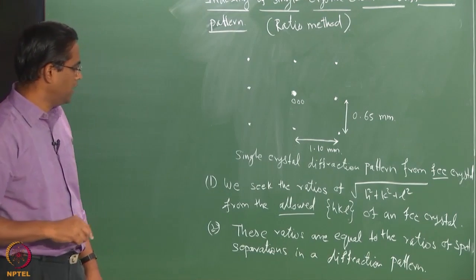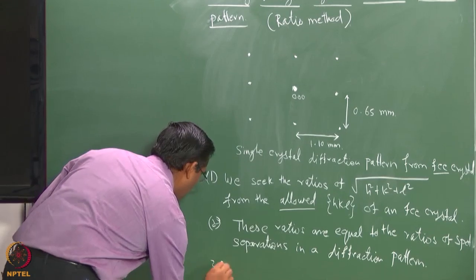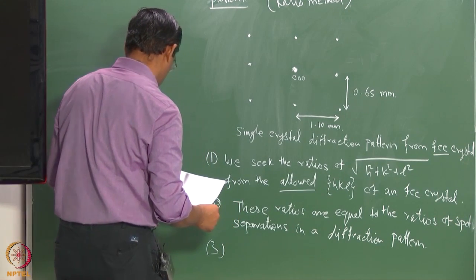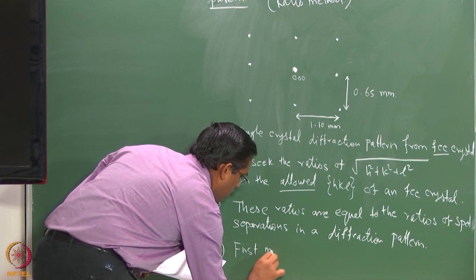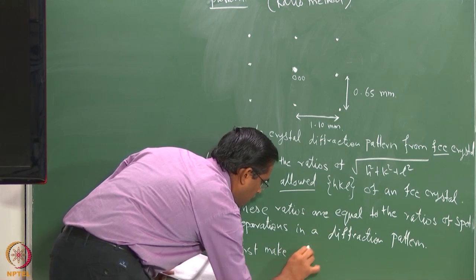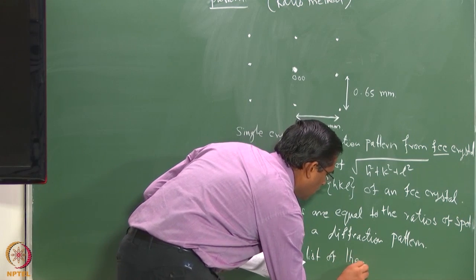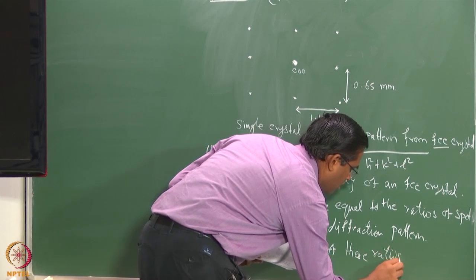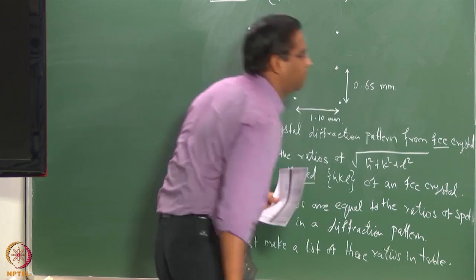So, we need to list. So, first make a list of these ratios in a table. So, we will make a table now.